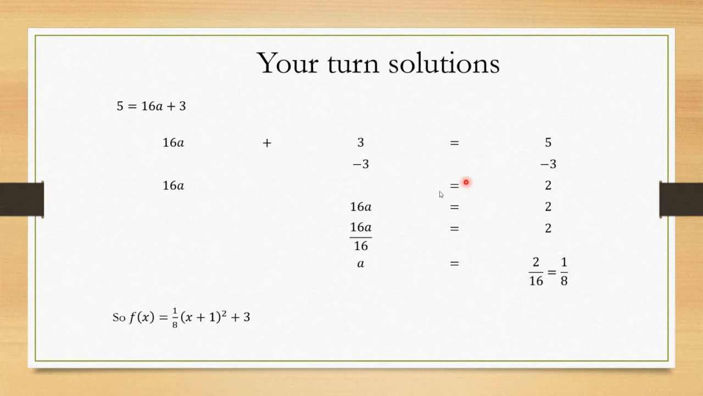We subtract 3 from each side, because we want to get a all alone. We have 16a is 2. We don't want 16a, we want a, so we divide by 16. Whatever you do to one side, you do to the other. You get a is 2 over 16, which you can reduce to 1 over 8. You could do that if you want. Actually, let me just write that.